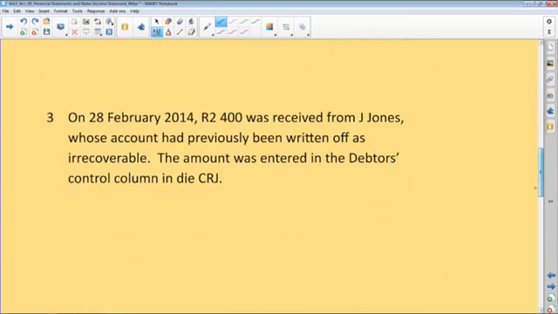Okay, on the 28th of February 2014, 2,400 was received from J. Jones, whose account had previously been written off as irrecoverable. The amount was entered in the debtors control column of the CRJ. Right? You got a minute.